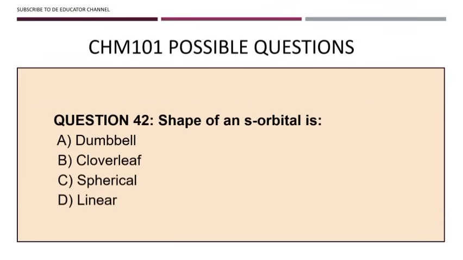42. The shape of an s orbital is spherical. This is another question that you must take note of. Shape of orbitals: d orbital, f orbital, you know the shapes. Everything has been talked about in the crash course.